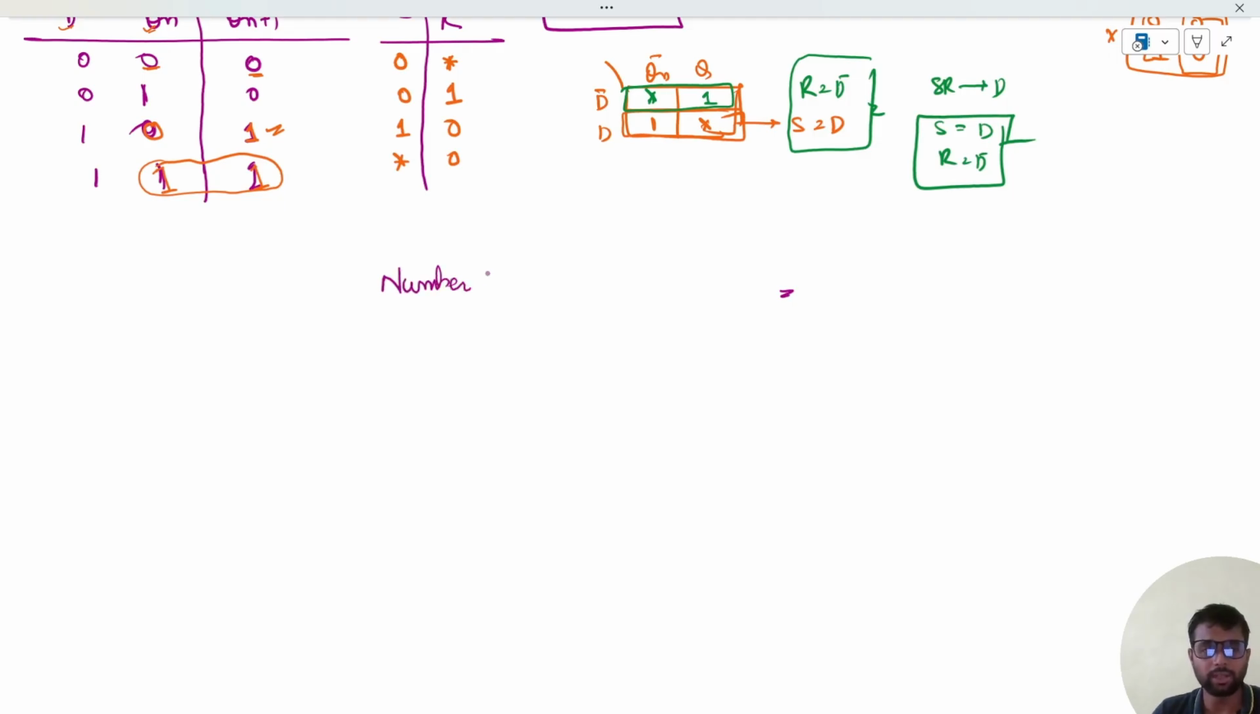there is a high chance that this topic may come in the upcoming examination, and this is a very easy topic. So let us go through the important points and important conversion techniques in the number system.